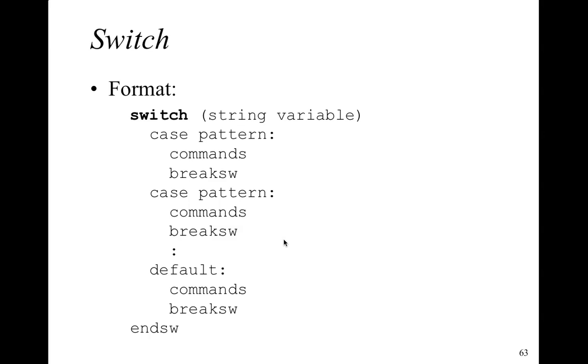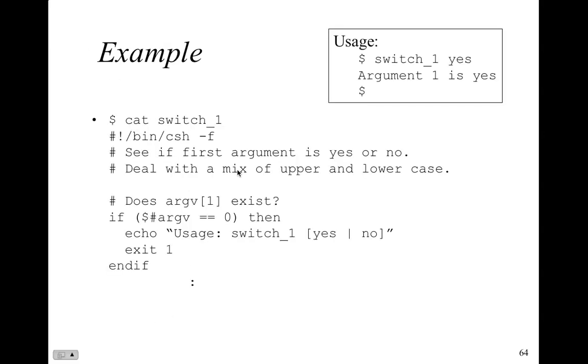Switch, just like C++. Switch with a string variable, and then case this pattern, case that pattern, case that pattern, default, with breaks in there. Break SW, break the switch, break the switch. So the syntax is slightly different, but the command structure is the same. So switch, yes, argument 1 is yes.